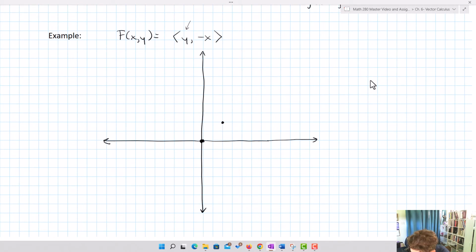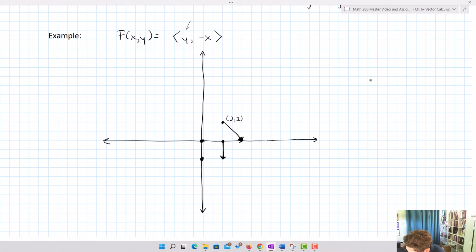Because y equals 2, so here's 2, 2, by the way. y equals 2, and x equals 2, so this is going to end up being 2, negative 2. So that's going to be 2, and then negative 2, so it's going to be here. Let's consider then, we'll go down here to 2, 0. So at 2, 0, this is going to now be 0, negative 2. So 0, negative 2 is going to be this direction.